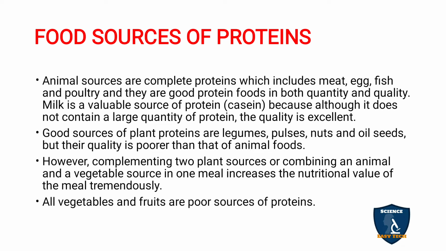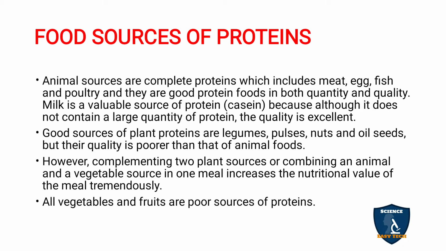The good plant sources of proteins are legumes, pulses, nuts and oil seeds. Previously they used to say that pulses are poor man's meat. Their quality is also good, but when compared to animal proteins, their quality is somewhat poorer. When you complement two plant sources, the quality improves and it gives a better quality.